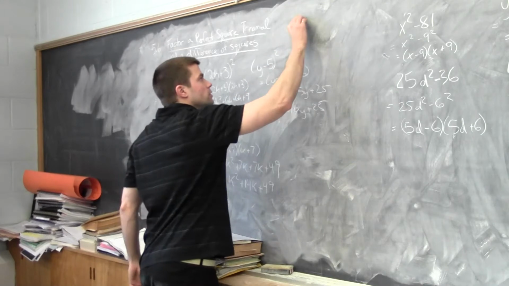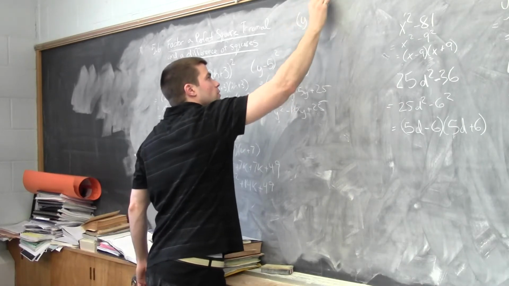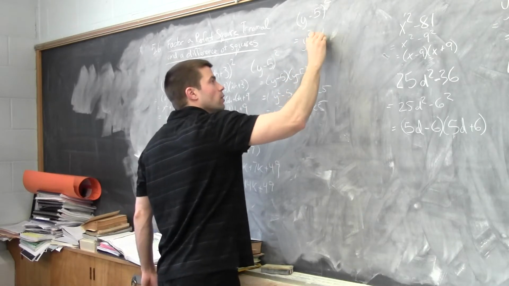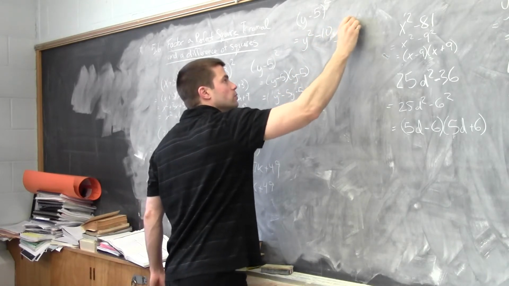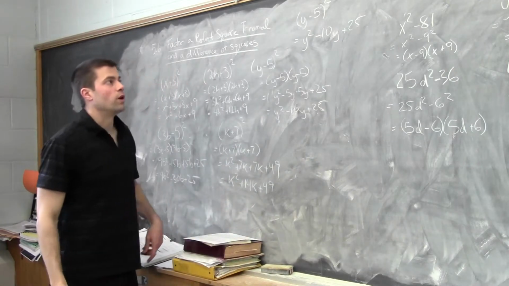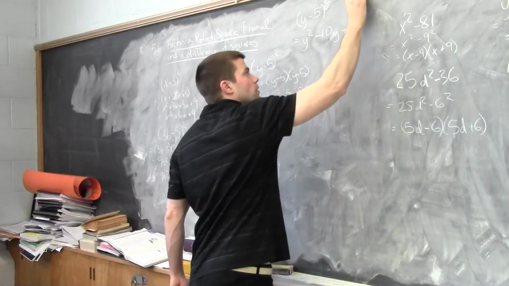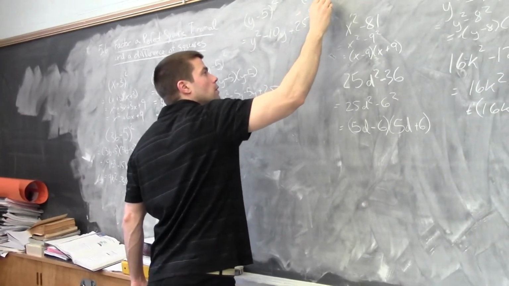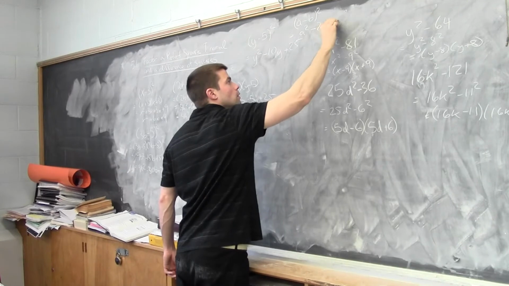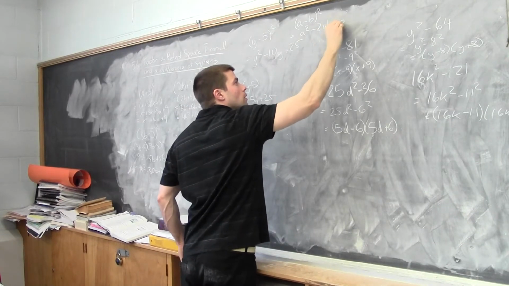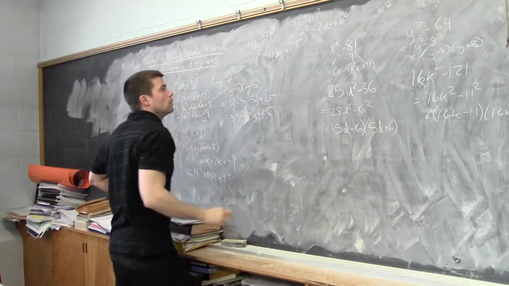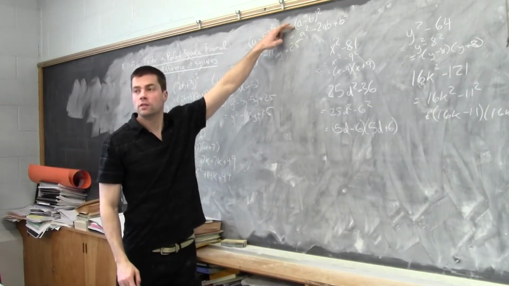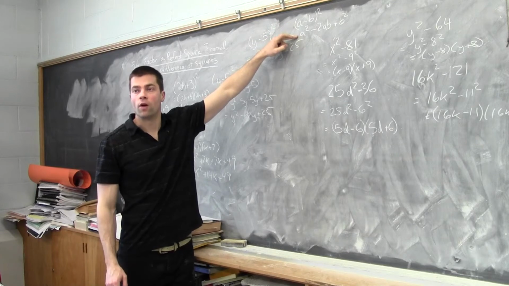So if we have this expression, y minus 5 squared, we can go from here directly to y squared minus 10y plus 25. Okay, and the way we did that is we used this formula. Okay, so that's the shortcut from this to this, right?